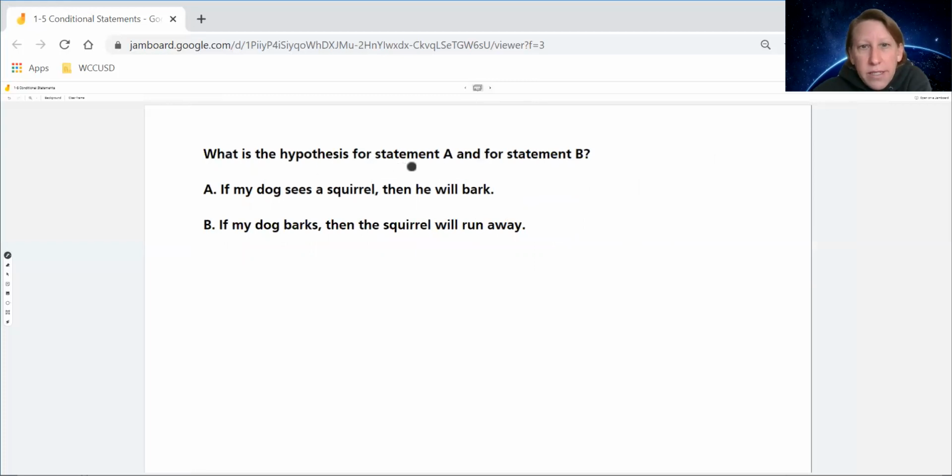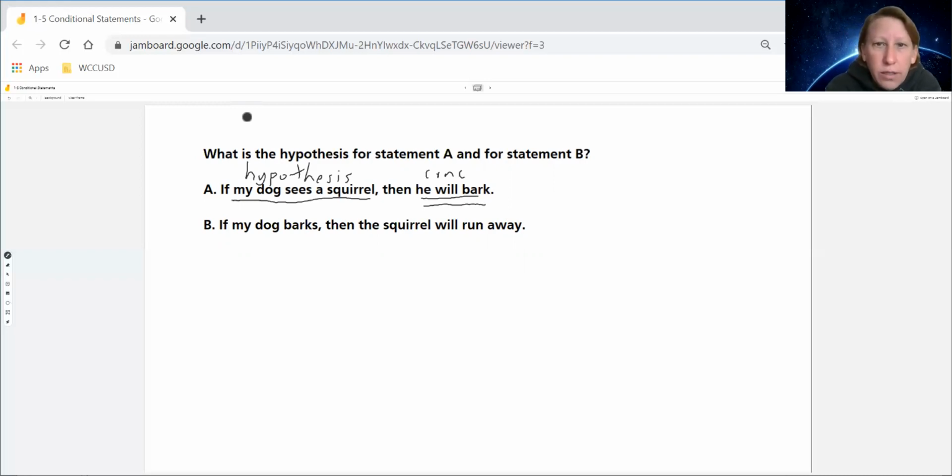So what's the hypothesis for these two statements? If my dog sees a squirrel, my dog sees a squirrel is the hypothesis. That is the first part. That's what comes after the word if. Now this hypothesis is different than a hypothesis in science class. This is just a part of a conditional statement that comes after the word if. So what's the hypothesis? My dog sees a squirrel. What's the conclusion? What follows from that?